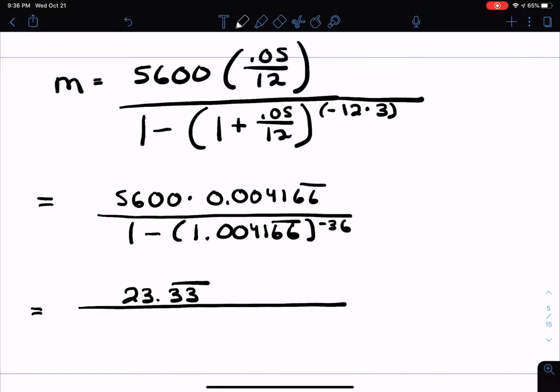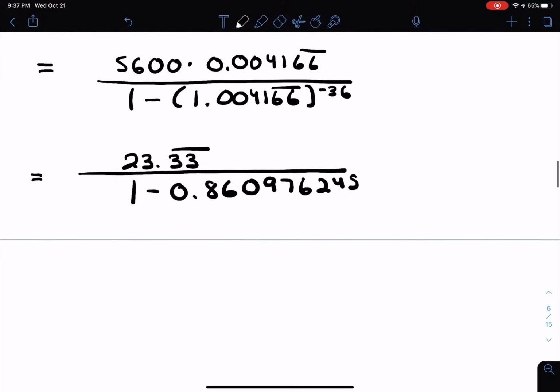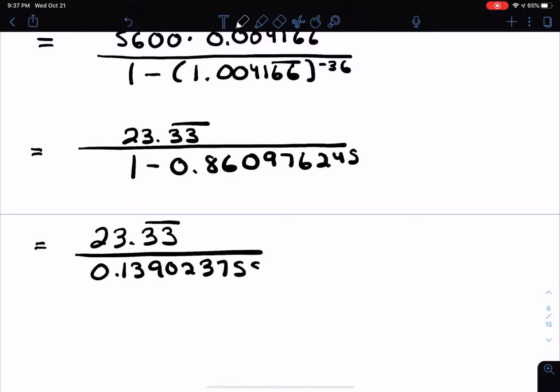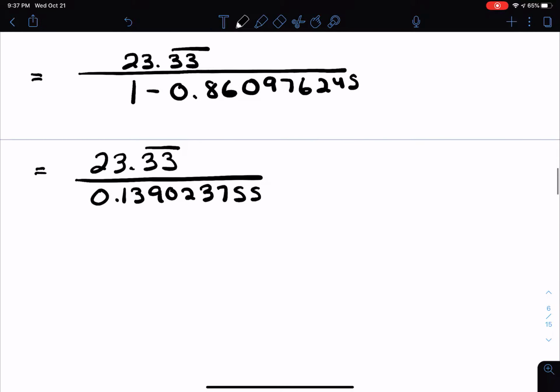I went ahead and put that 1.004166 repeating to the negative 36 power in the calculator. So I got 1 minus 0.8609762245. And then simplify a little more. The bottom comes out to 0.139023755. I like to avoid rounding until the very end, so I try to leave my long decimals in my calculator, or if I can't leave them in there, I try to keep writing them down.